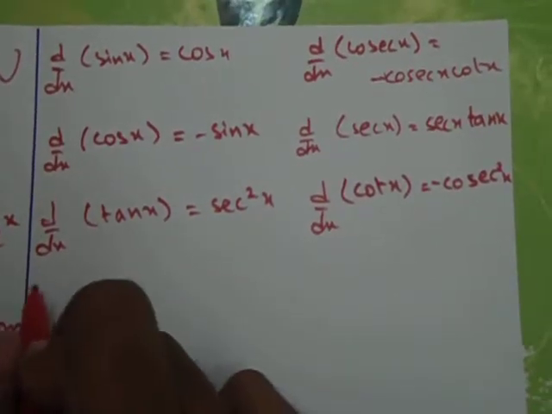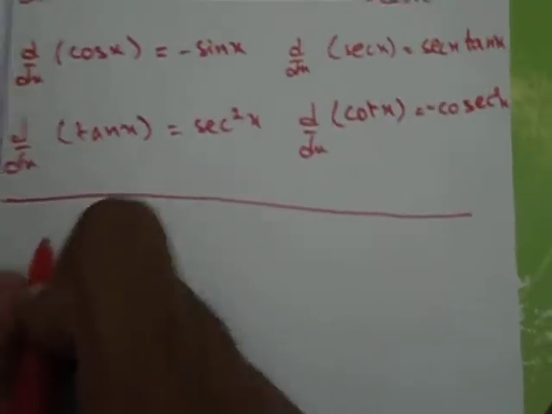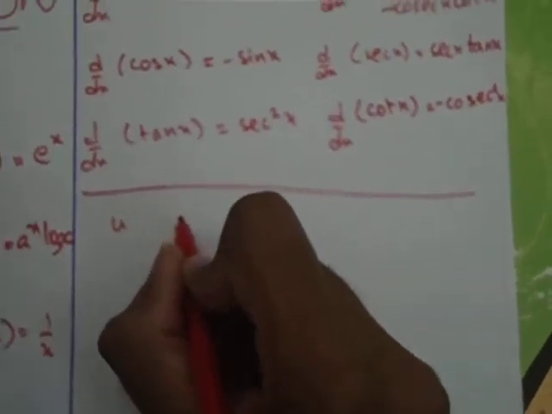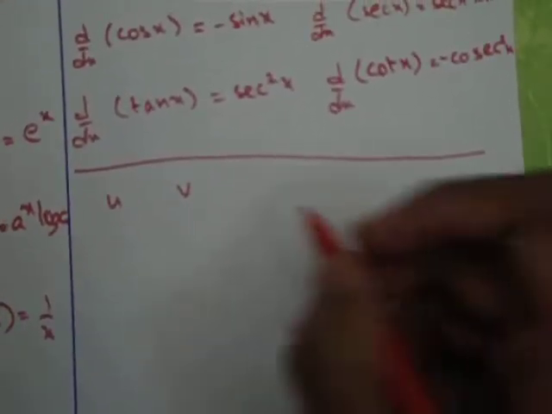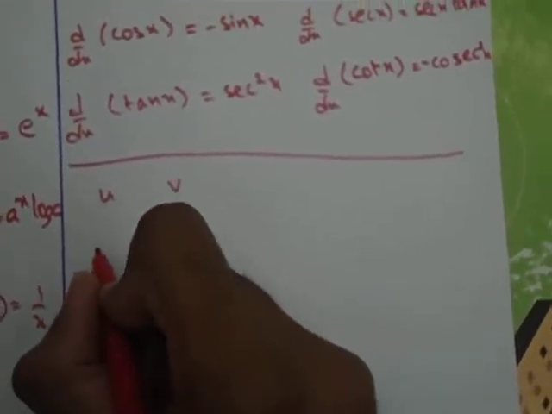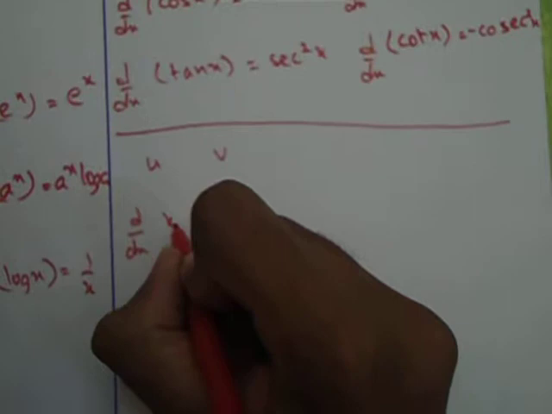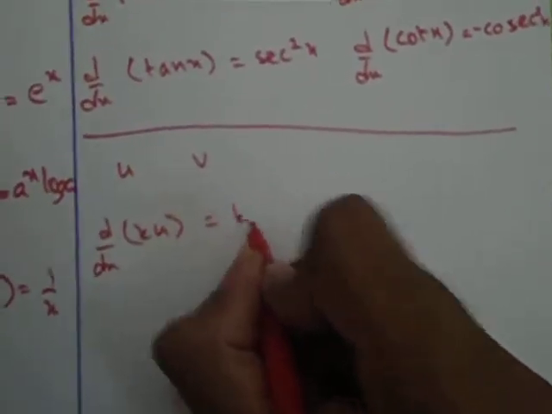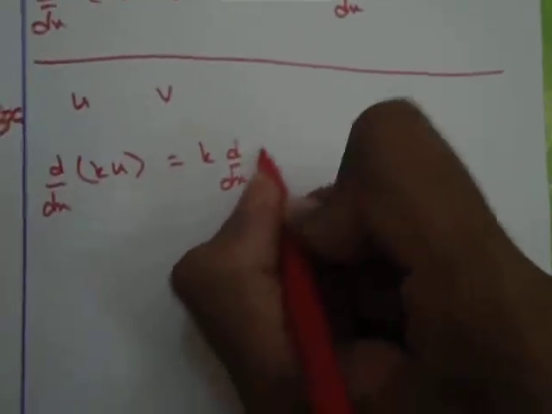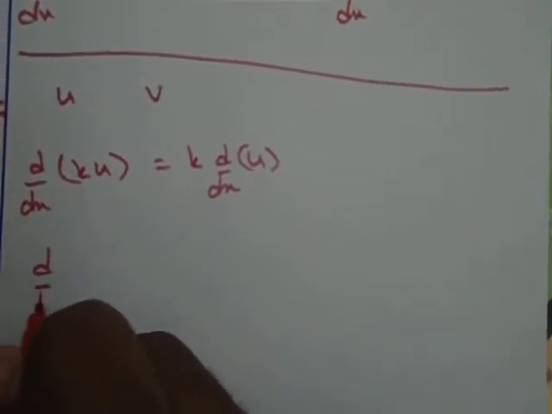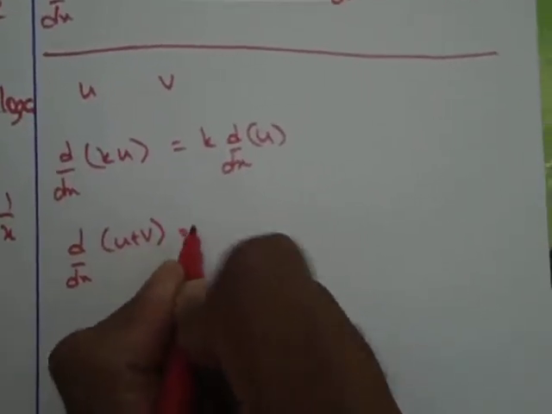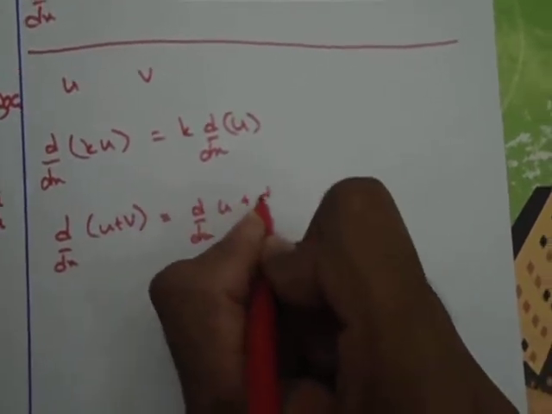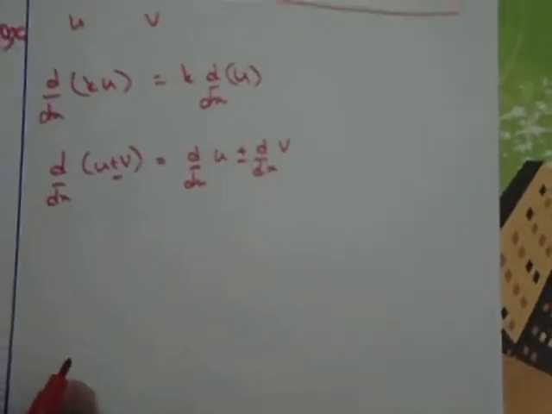There's one more thing in differentiation, the arithmetic of differentiation. If we have a function u and another function v, then a few basic arithmetic operations on differentiation would be like d by dx of any constant k into u is the same as k into d by dx of u. So both are the same. Now if we have d by dx of u plus v, this is the same as d by dx of u plus d by dx of v. This applies even for minus, so we can include plus or minus.